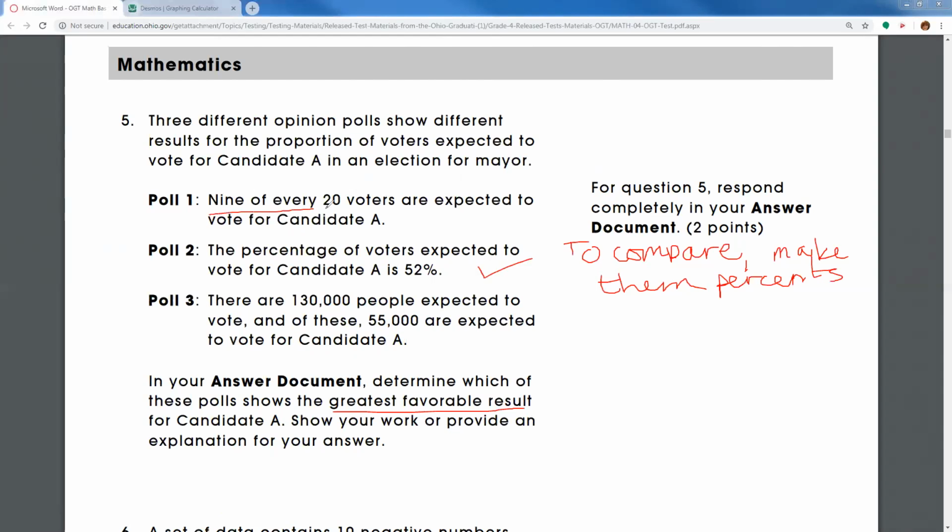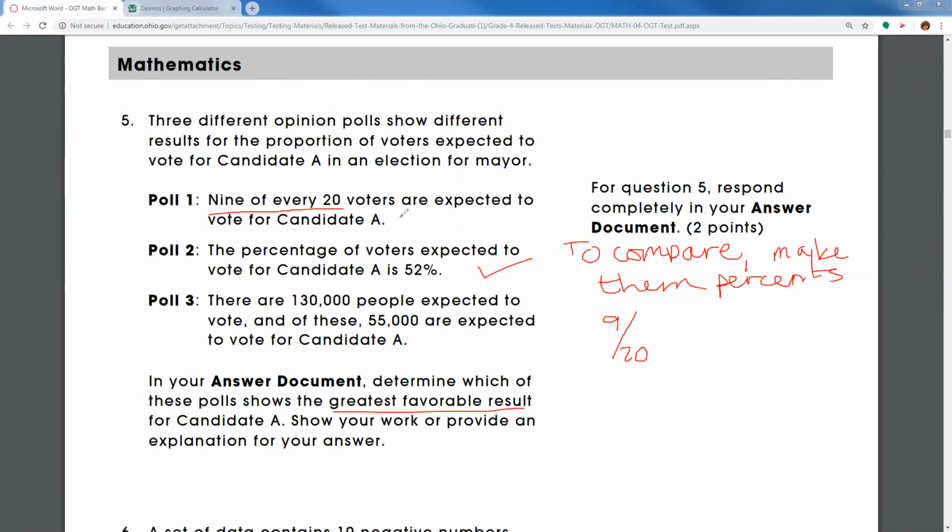Poll 1, if it's 9 out of every 20, how do I make that into a percentage? You have to times it. Timesing is when it's already a percentage. If they said, find 9%, then you would end up multiplying, but when you're trying to find the percentage, we do division. I think you're looking at poll 2. We're looking at poll 1. Oh, okay. I'm sorry. That's fine.